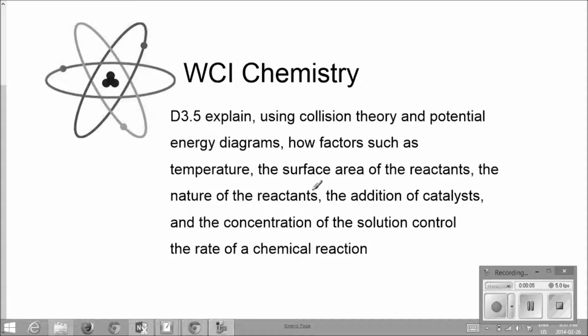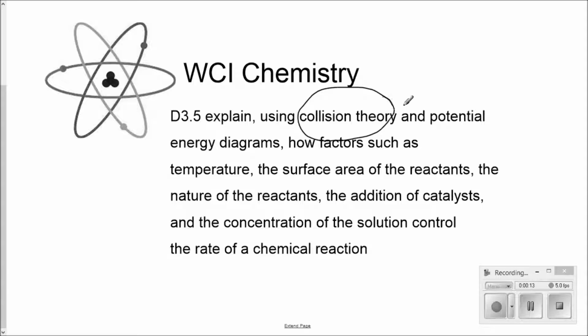Today we're learning our last one, 3 of 3, on rates. We're learning about collision theory specifically and potential energy diagrams, in a little bit more detail. We're going to learn about it now.